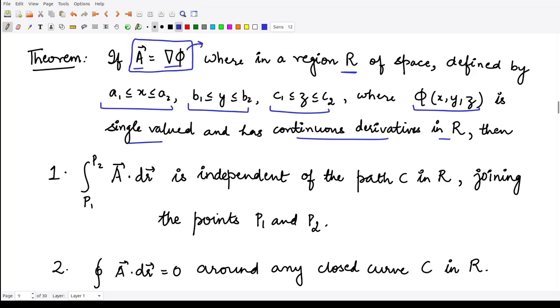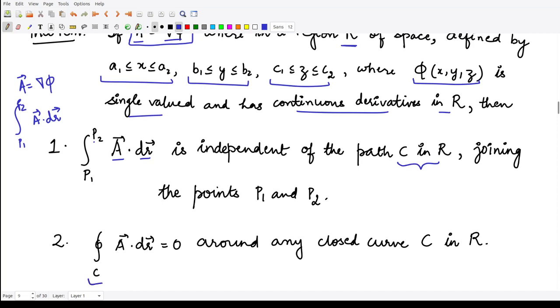So in that case, if your function is defined in this way as gradient of some function which is continuous and single valued, then the integration from the point P1 to the point P2 of the vector A dot vector dr is independent of path in R joining the 2 points P1 and P2. So that means whenever you write the vector A to be of this form gradient of phi, then this integration from P1 to P2 is independent of the path, right? And moreover, this integration over the closed curve C is equal to 0.